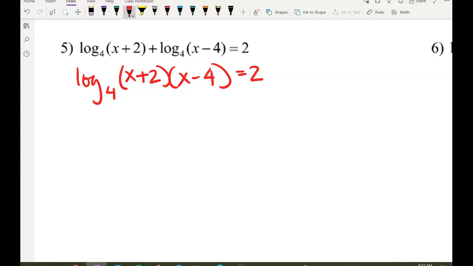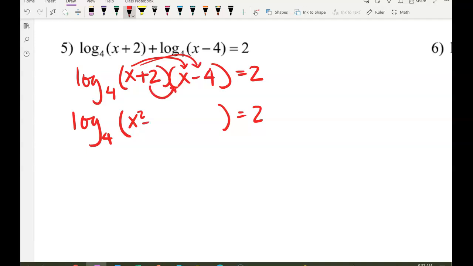We only have one log on the left side. Can't drop log base 4, y'all. What shall we do? Foil. Okay, let's foil. X times x is x squared. X times negative 4 is negative 4x, and then in the middle, negative 4x and a positive 2x will give us eventually a what?